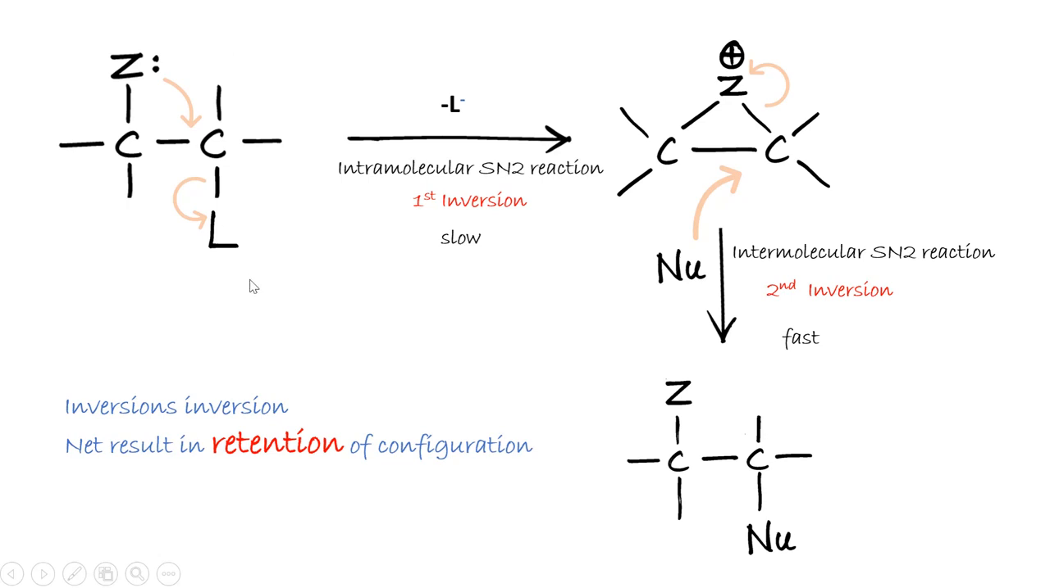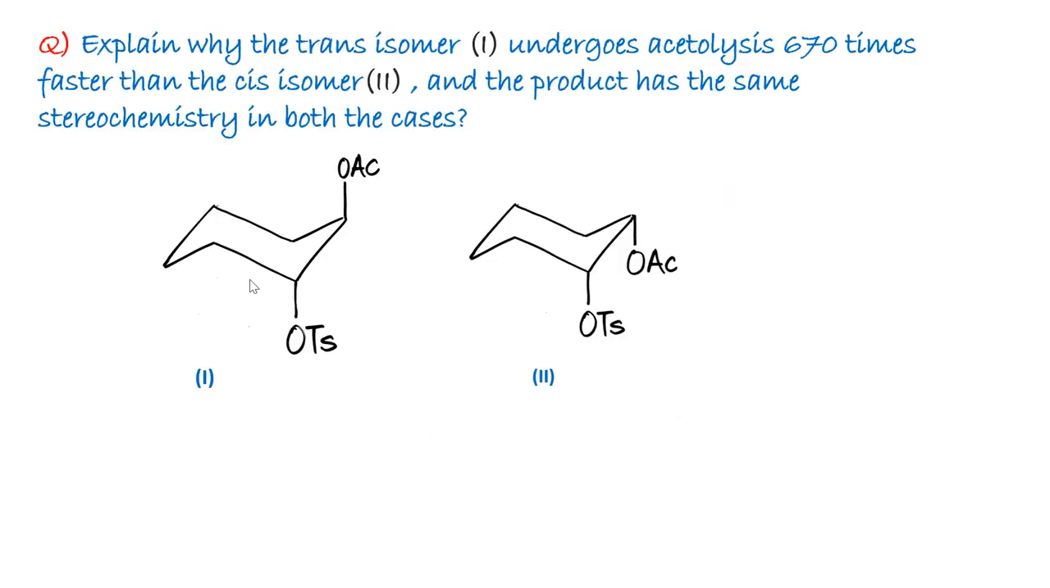Let's continue with some examples of oxygen acting as a neighboring group. In exams, they have mostly asked this question. Explain why the trans isomer undergoes acetolysis 670 times faster than the cis isomer, and the product has the same stereochemistry in both cases. See, the first one is the trans isomer and the second one is a cis isomer.